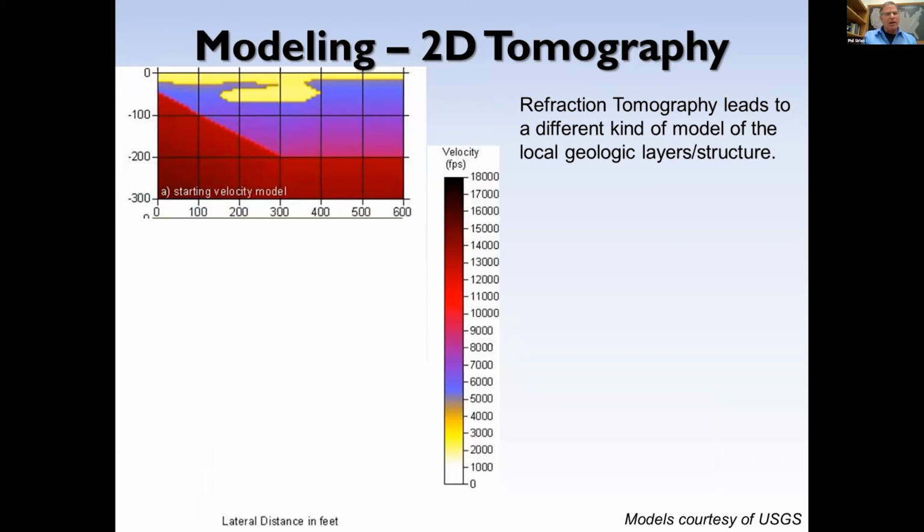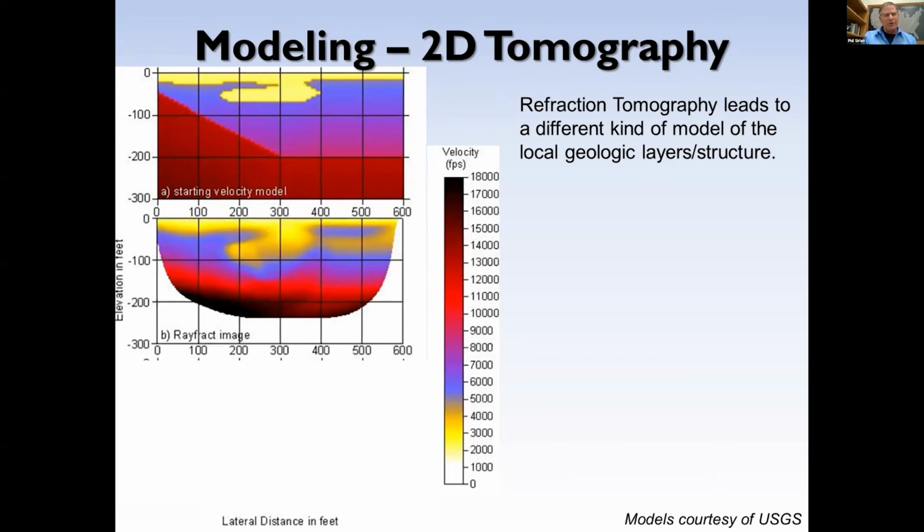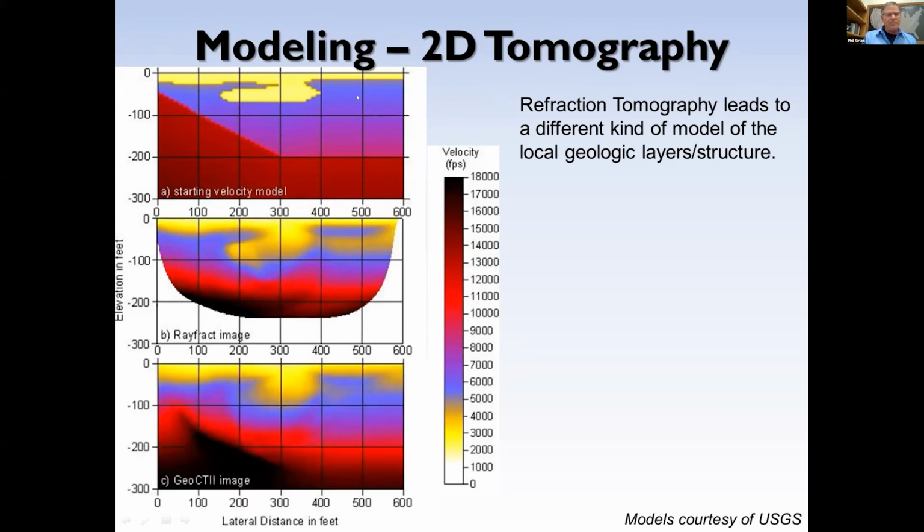What might that look like if we use this tomographic modeling? Well, there's a couple different codes. This one, called RayFract, shows pretty good in the center of this model that there's a deeper part of that soft velocity. And there's also some artifacts of higher velocity over to the right. Another code called GeoCT2 shows that deepening of that soft layer is still there in the middle.